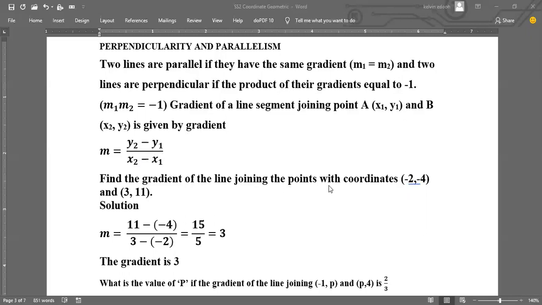Find the gradient of the line joining the points with these coordinates. This is very simple. Let's say this is X1, this is Y1, this is X2, Y2. So the gradient M will just be the change in Y, delta Y, over delta X. Y2 is 11 minus Y1, which is -4, so that's why I have a negative here. All divided by the change in X. X2 is 3 and X1 is -2. If we do that, that will give us 3. So that means the gradient is 3.